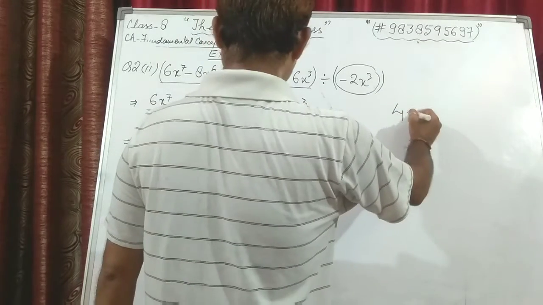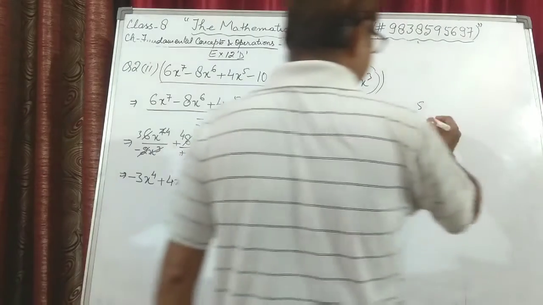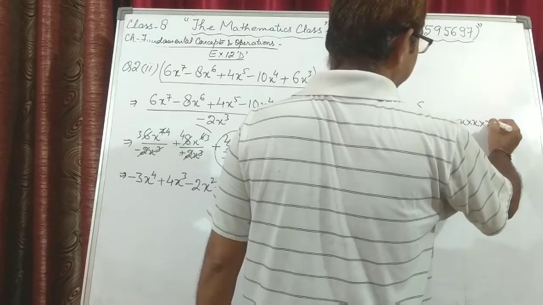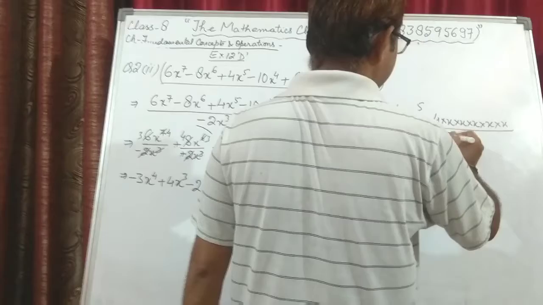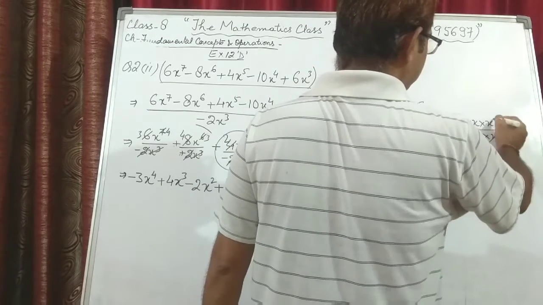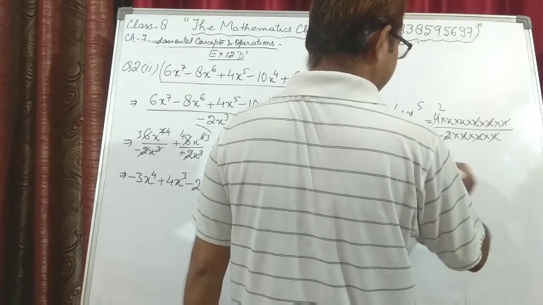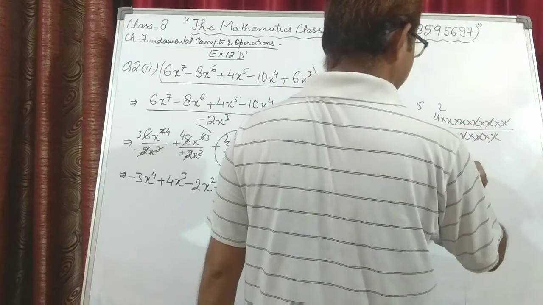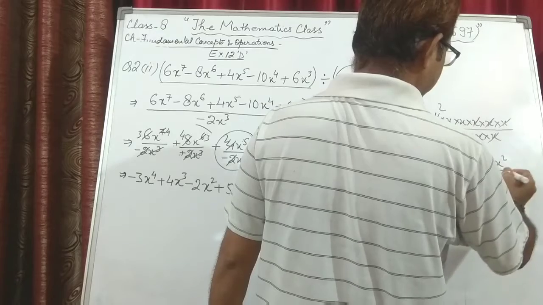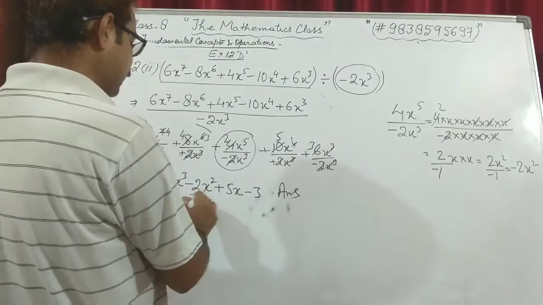It was 4x to the power 5 upon minus 2x to the power 3, which can be written as 4 into x, 2, 3, 4, 5, upon minus 2 into x, 2 and 3. 1, 2, 3 x's cancel. 2 twos are 4, so 2, and nothing is left over here. At least minus 1 is left. 1, 2, so 2x is left, meaning x into x. So 2x square upon minus 1 can be written as minus of 2x square.